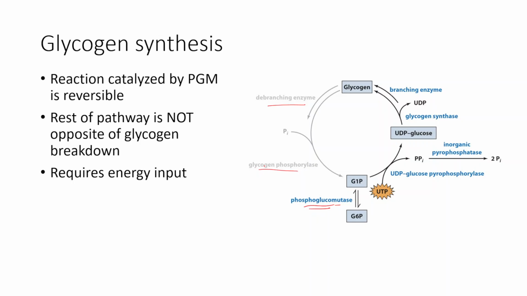So again, this is something that you're only going to want to happen when energy levels in the cell are high, or sugar levels are high, because you want to store up that energy, and it's also going to use energy to make it happen. We'll talk more about the regulation later, but keep that in mind as we go through this. There are a few different enzymes involved in glycogen synthesis, and let's go through them one at a time.